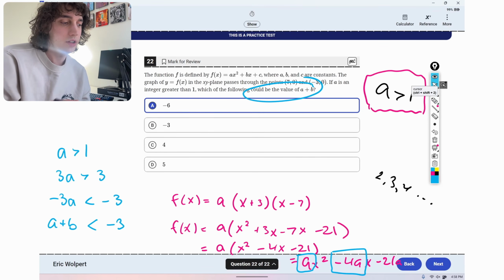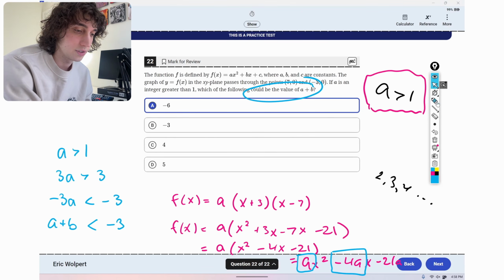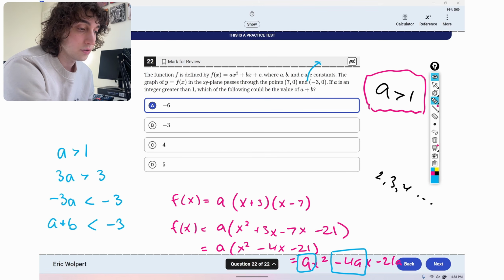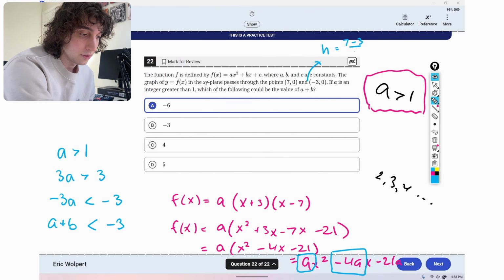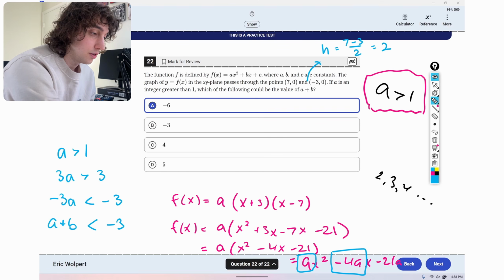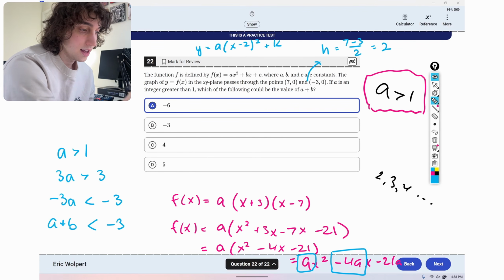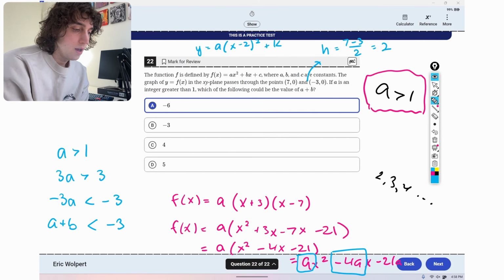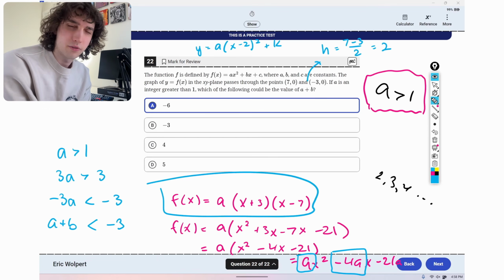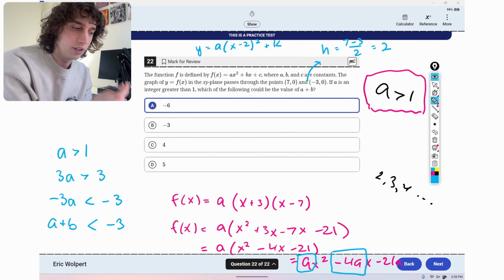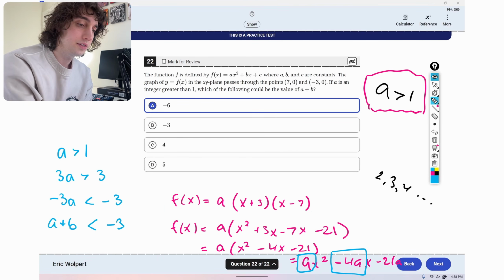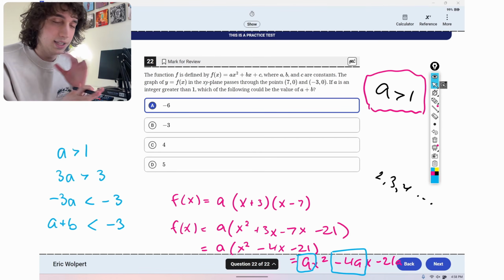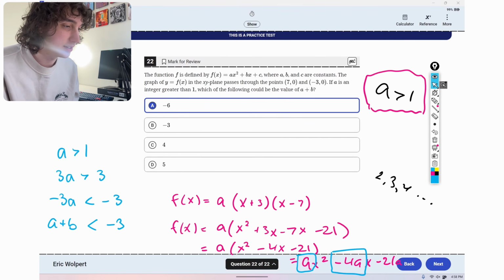I also want to mention that you technically could have approached this in vertex form. You can say that the x-coordinate of the vertex, the h value, is the midpoint of 7 and negative 3, which is going to be 2. And then you can write this as a times x minus 2 squared plus k, and then you basically ignore your k, expand it all out, and you're going to get the same thing. But I think factored form is a much more straightforward way of looking at it, given that you're literally given your factors. And so no matter how you approach it, there's a lot of stuff going on in this problem. There's a lot of stuff to take note of.